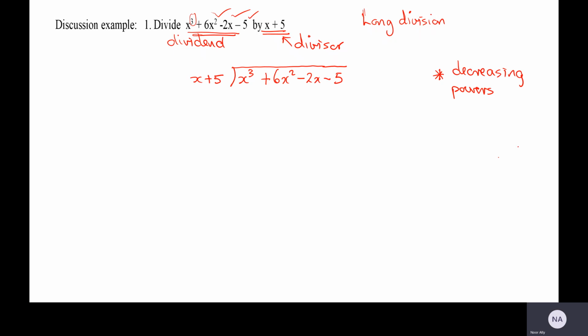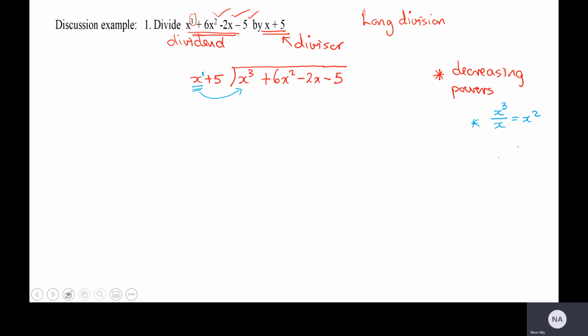Now we're going to follow the same process as we did before, except this time we are going to divide the variable by the highest power of the divisor. In this case, the highest power is 1. So always arrange the divisor so that x is first, even if it is a negative. Then you divide x into x cubed. That is simply saying x divided into x cubed. And what's your answer? x squared.